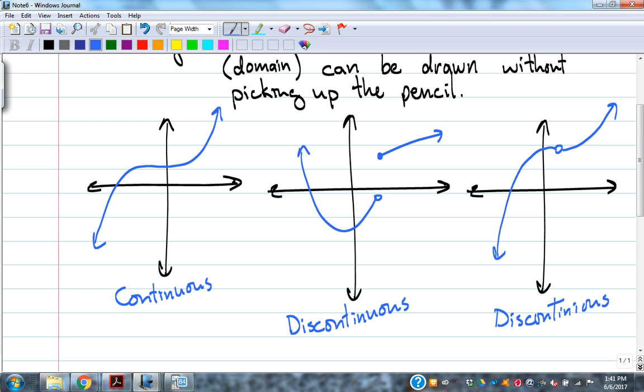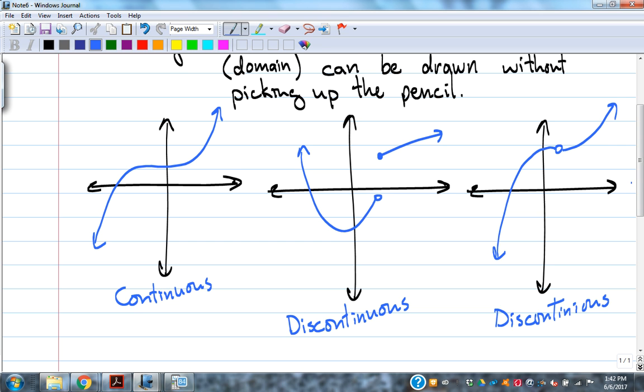Discontinuous means you got to pick up your pencil to skip a number, or you got to pick up your pencil to move to another section. Okay, so that's a fairly easy concept. Look at the graph. Is it continuous, discontinuous? That's what they're going to ask you to do. And if you have to pick up your pencil to draw it, to get from one piece to the next, it's discontinuous. Easy thing to do there.